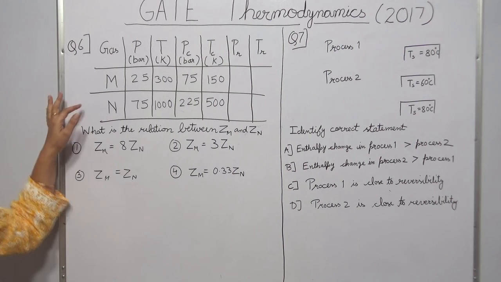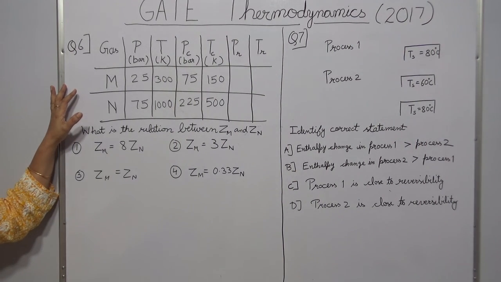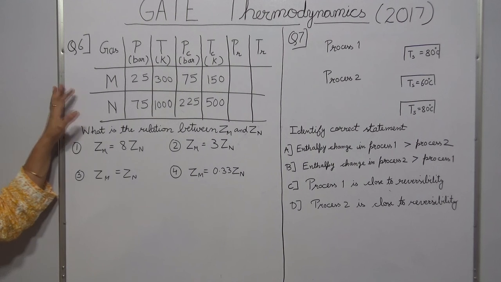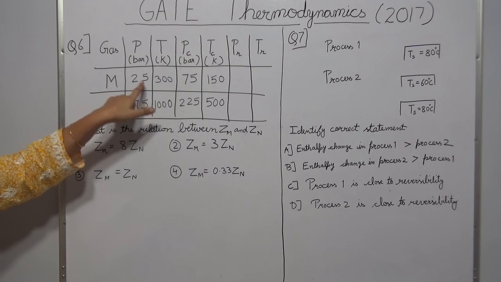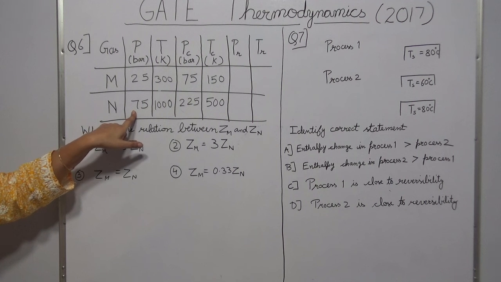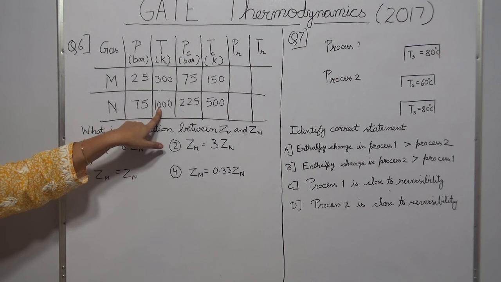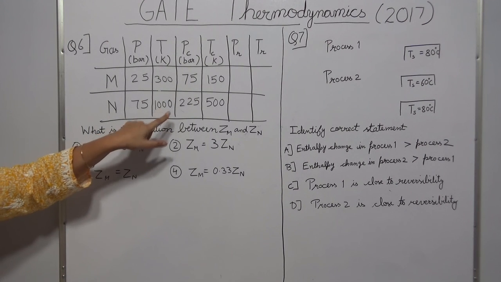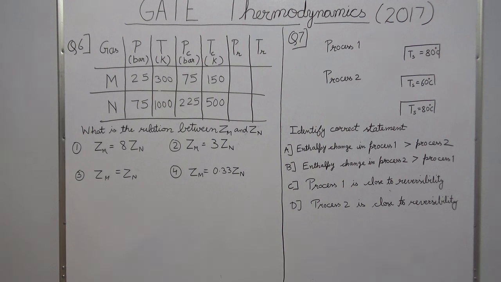So the first problem gives you two gases M and N, and their operating pressure and temperature are given in this table. For M the operating pressure is 25 bar and temperature of 300 Kelvin. For N the operating pressure is 75 bar and temperature is 1000 Kelvin. Okay. Now they have further given their critical pressure and critical temperature, which are given in the table.